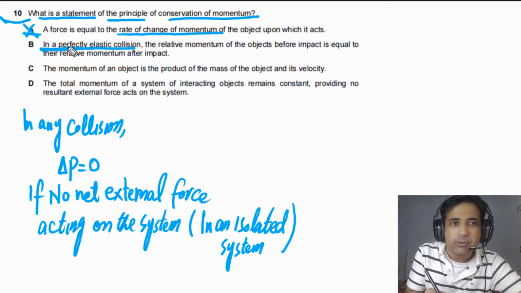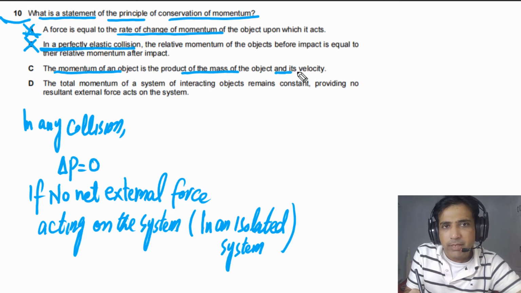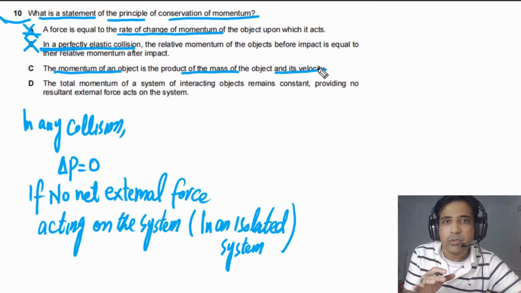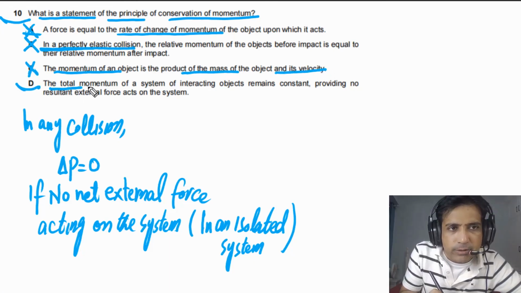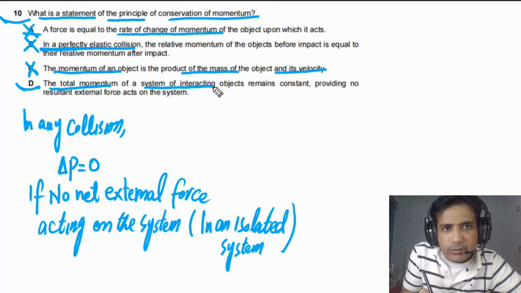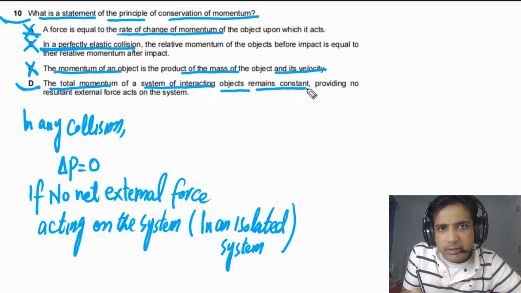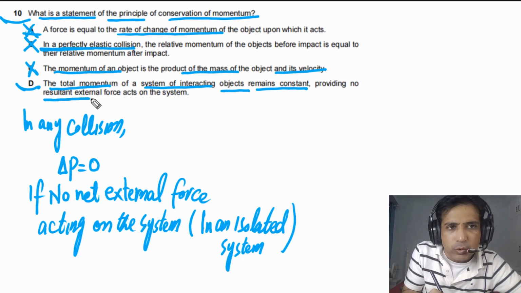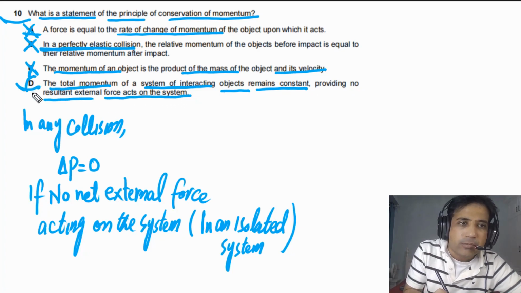If you go to option C, it is given to us that the momentum of an object is the product of the mass of the object and its velocity. This is true for momentum, but this is not a statement of conservation of momentum. So this option is also not correct. For option D, it is given to us that the total momentum of a system of interacting objects remains constant, providing no resultant external force acts on the system. And this statement is true for conservation of momentum. So our answer for this question is D.